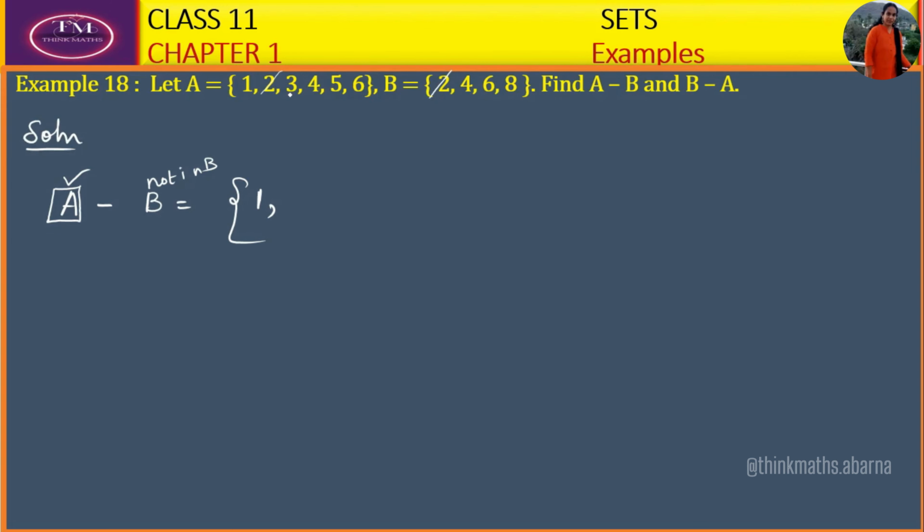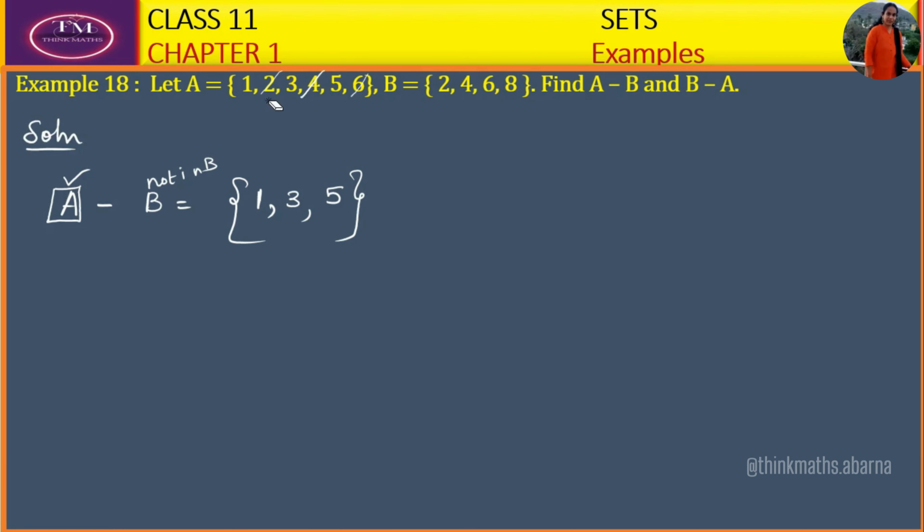Next 3. 3 is in B? No. So we can write here. 4. Yes, it is in B. So we should not write. 5. It is not in B. So we can write. 6 is in B. So we should not write 6. So A minus B is 1, 3, 5. Okay, children? So that is the elements in A but not in B.